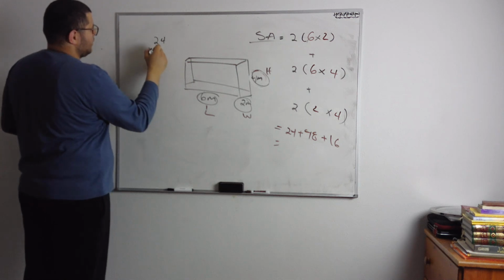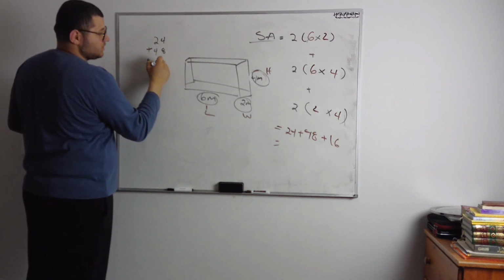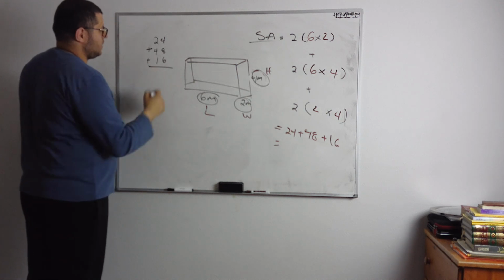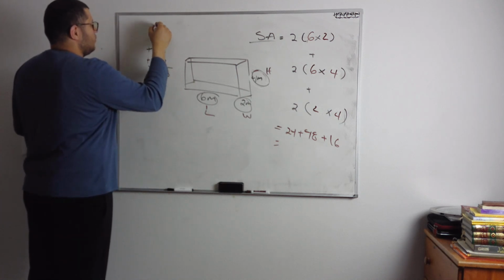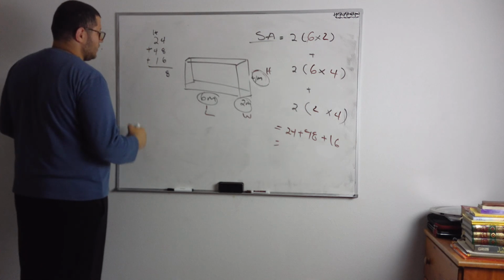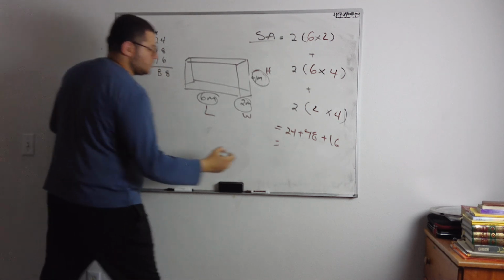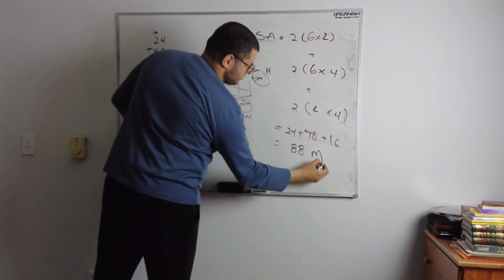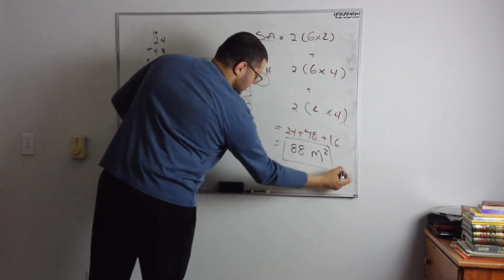24 plus 48 plus 16. 4 plus 8 is 12. 12 plus 6 is 18. 8 carry the 1. 1 plus 2 is 3. 3 plus 4 is 7. 7 plus 1 is 8. 88. So the surface area is 88. What meters? What? This is area. Area is meters squared. 88 meters squared.